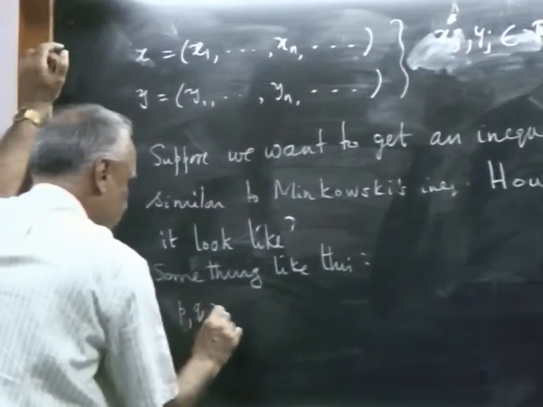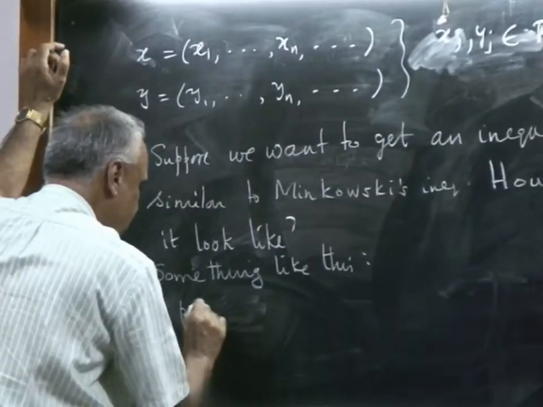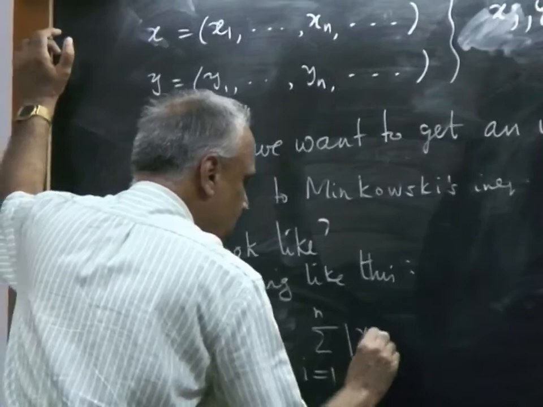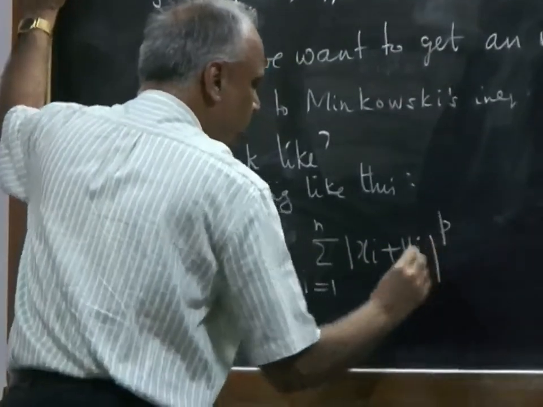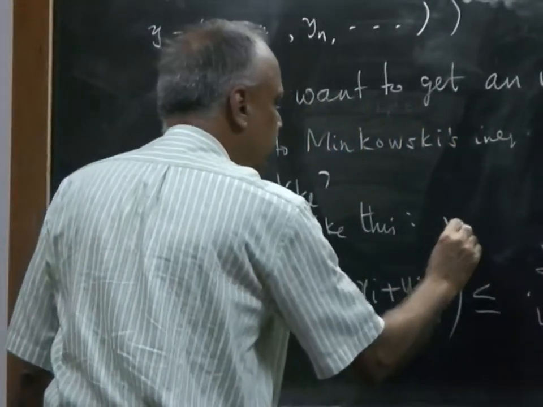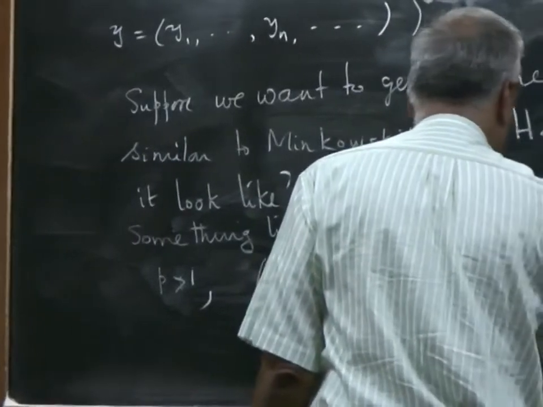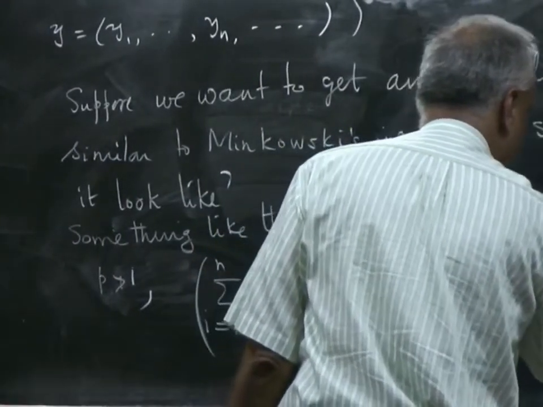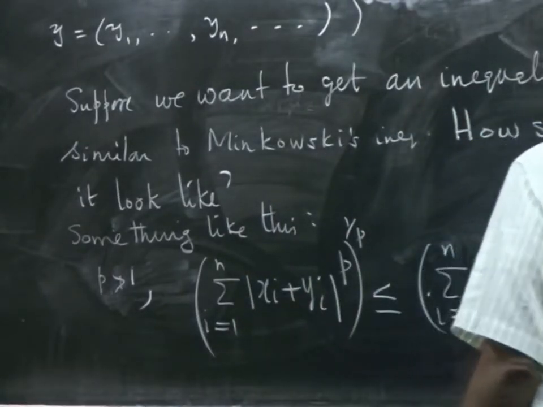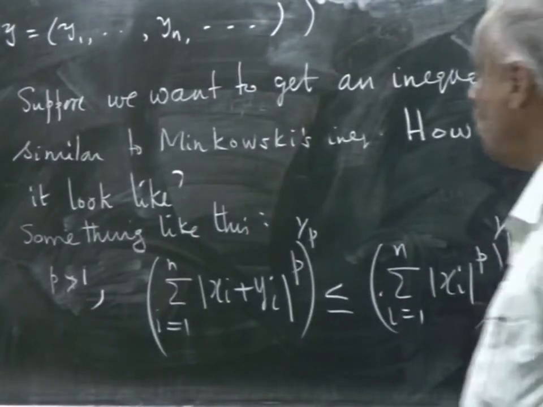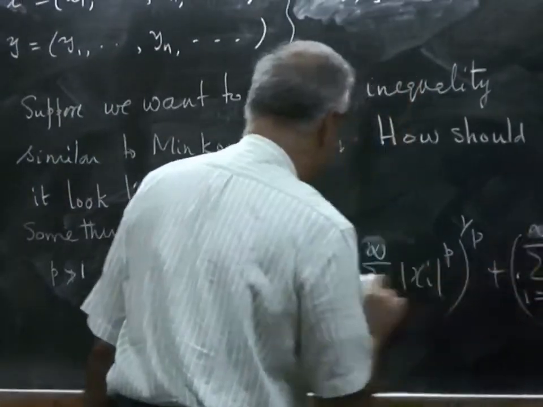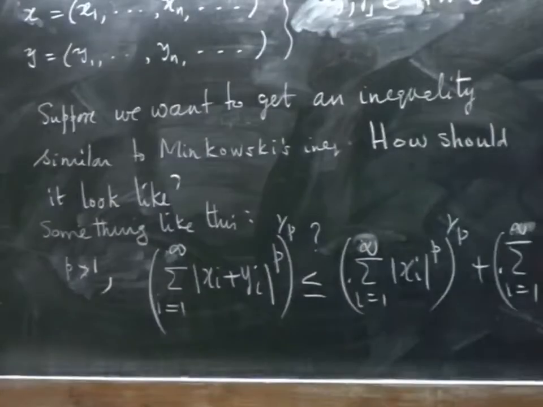p greater than 1, summation i equal to 1 to n, mod xi plus yi to the power of p, to the power of 1 over p, less than or equal to summation i equal to 1 to n, mod xi to the power of p, to the power of 1 over p, plus summation i equal to 1 to n, mod yi to the power of p, to the power of 1 over p. This is what we had for the finite case. So now what we would expect is we want something like this, right? We would like to have something like that.